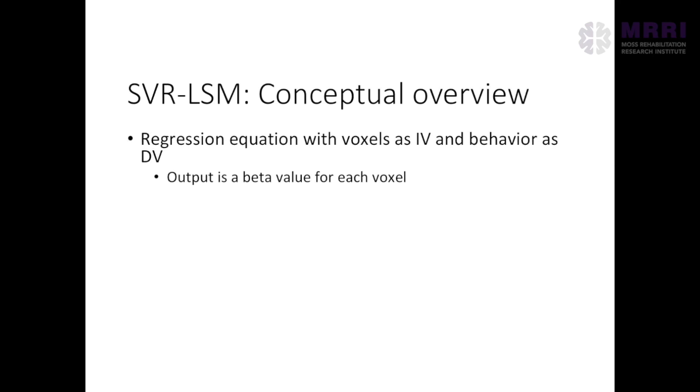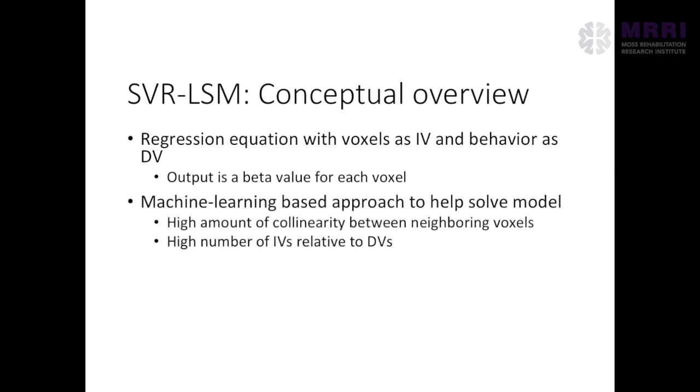So what you're doing, in a real layman way of looking at it, is you're running a regression equation where you're taking all of your voxels and inputting those as the independent variable, and then your behavior as the dependent variable, and your output is simply a beta value for each voxel. So the strength of the relationship between that voxel and predicting behavior.